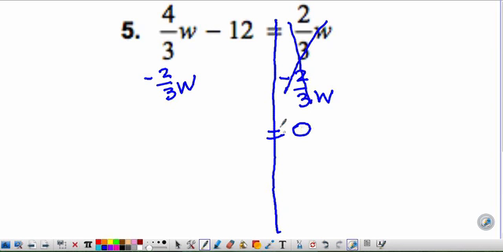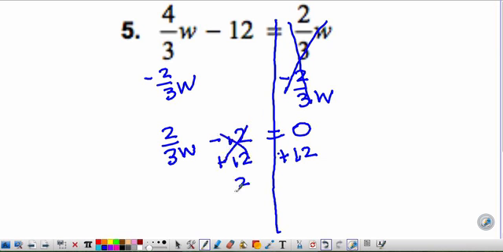Yesterday in your quiz, people kept saying, well, they cancel each other out. 0 is a number. It's okay to have that. It's fine. 4/3 W minus 2/3 W is 2/3 W. I haven't used my minus 12, so I'm going to bring it down. Now to get this W by itself, I need to move this minus 12. What's the inverse of minus 12? Plus 12. Negative 12 plus 12 is 0, and that leaves me with 2/3 W equals 12.